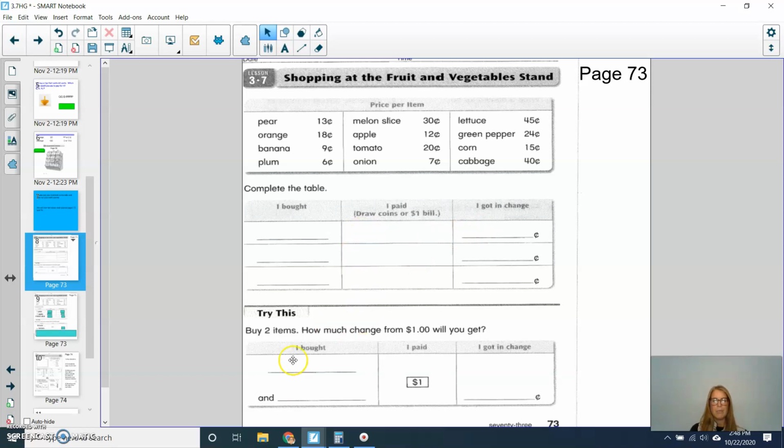Then for the bottom, you're going to buy 2 different items and you're going to pay with $1 and tell me how much change. So can you try to complete as much of this page on your own as you can and then press play when you're ready to check? Press pause now.